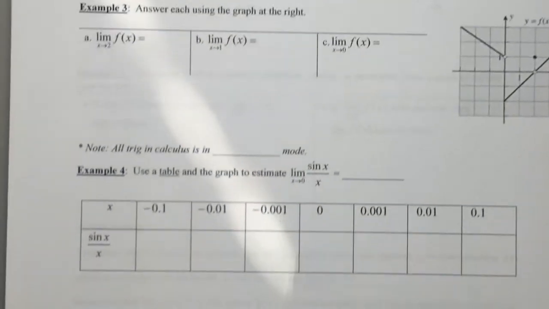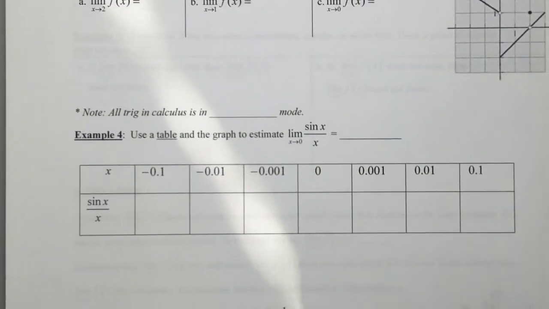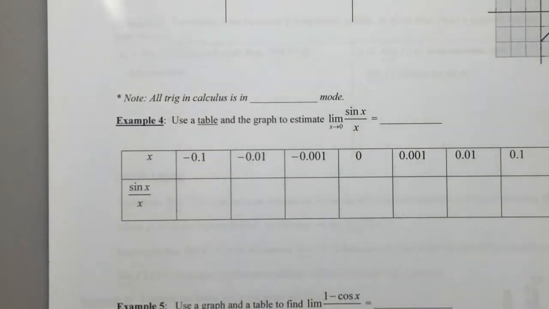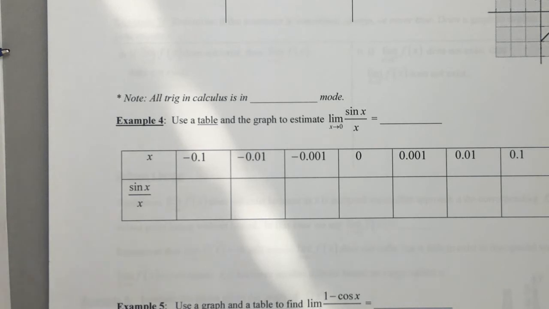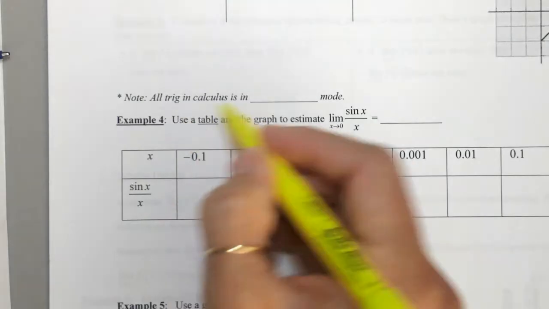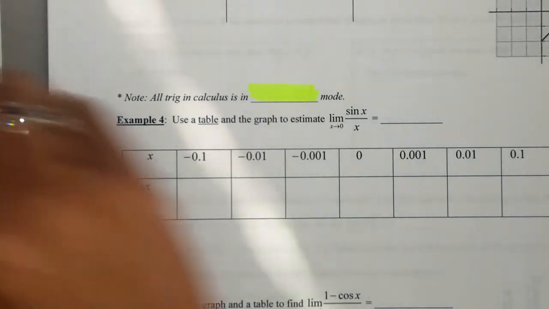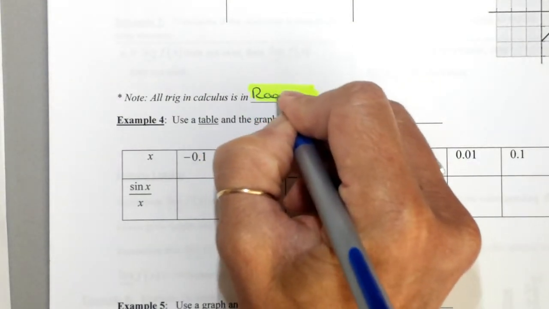All right, so let's talk about using the calculator. I know that some of you don't have one yet, and it's totally fine, so I'm going to show everything up here. Not a big deal. But one thing that we do need to note, and I'm only going to do one of these, is that all trig in calculus is going to be in radian mode.